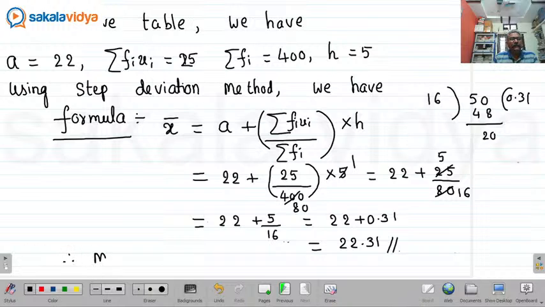Therefore, the mean number of baskets is equal to 22.31. This is the final answer.